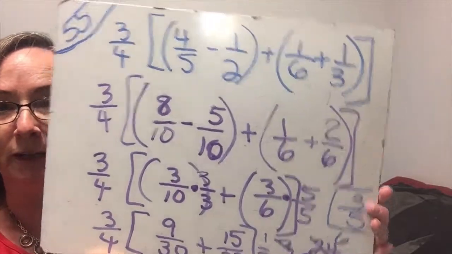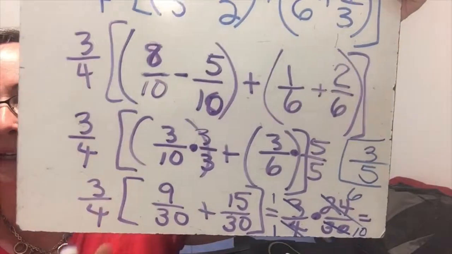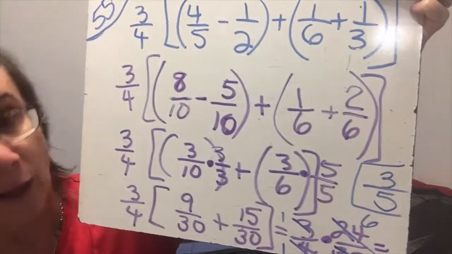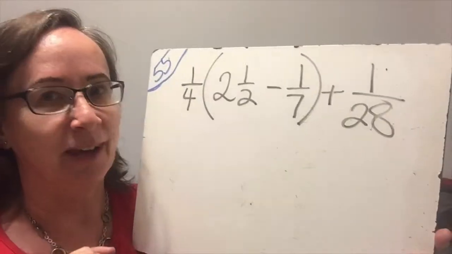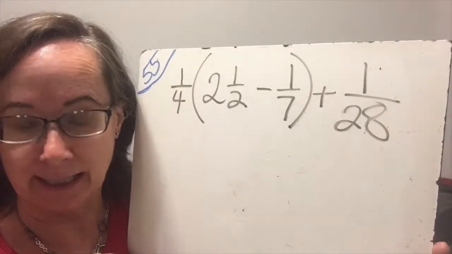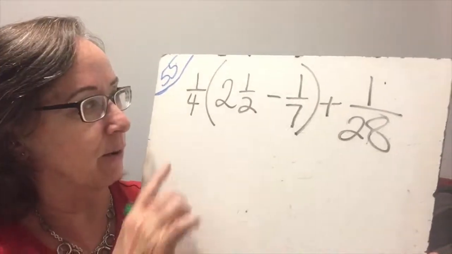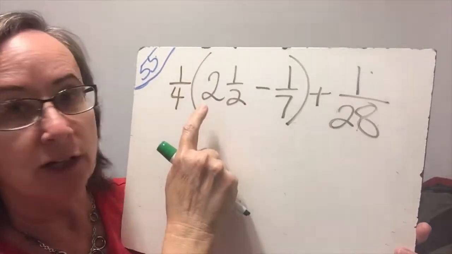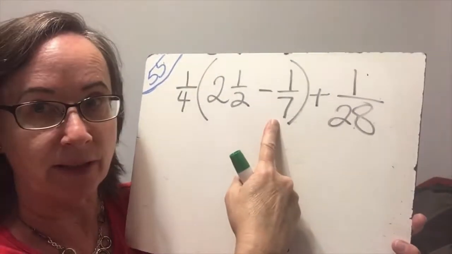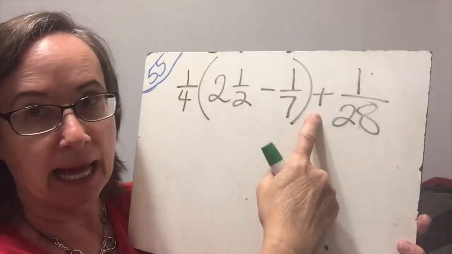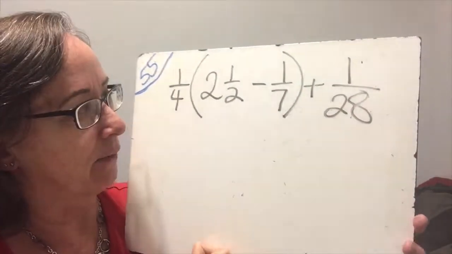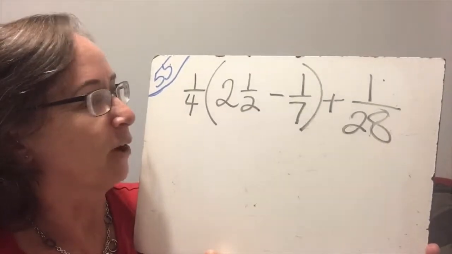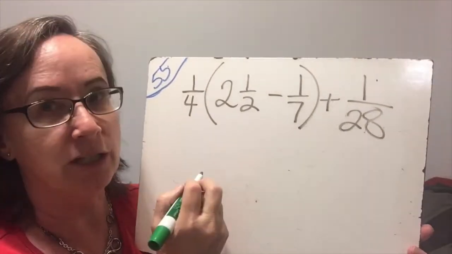So here, look at your board, and that is practice number 1. Did you get 3/5? Hopefully you did. Okay, here is our last practice on lesson 55. So I want you to copy it down, and it is 1/4 times the parenthesis 2 and 1/2 minus 1/7 parenthesis plus 1 over 28. Okay, so pause your video. Hopefully you did that. And now we're going to do this one.